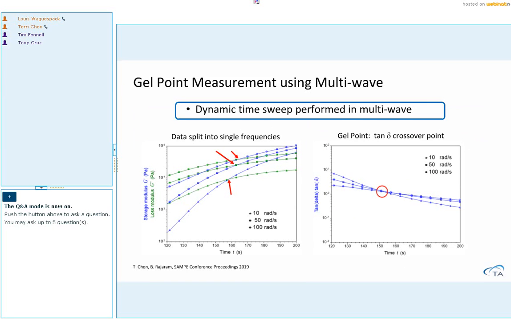As you can see, the G' G" crossover is not happening at the same time. The higher the test frequency, the later the crossover will show up. Then from these results, we can overlay the tests by plotting tangent delta as a function of time. The crossover point of the tangent delta is actually the true gel point of this epoxy system.